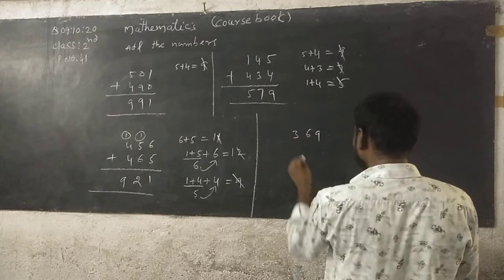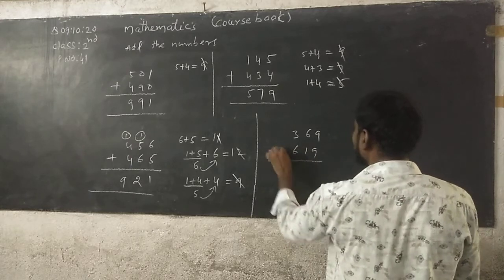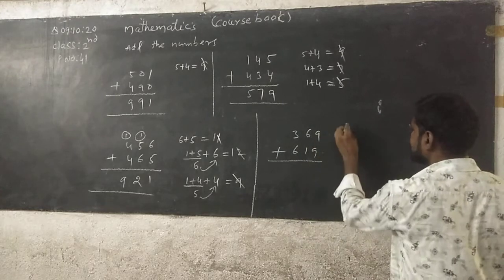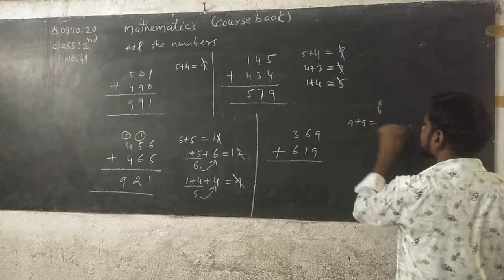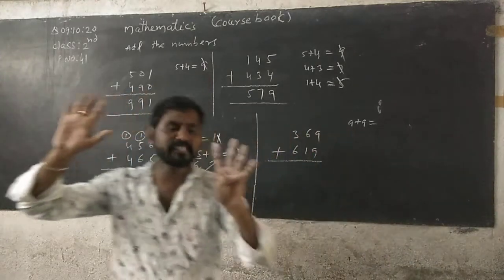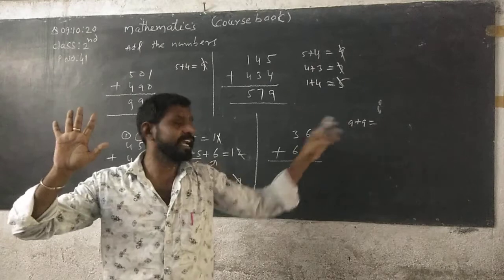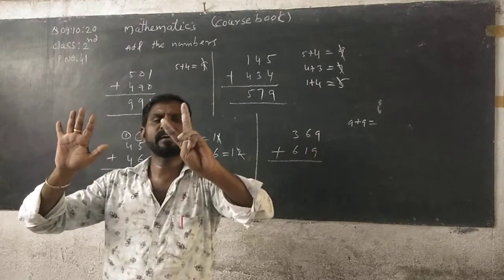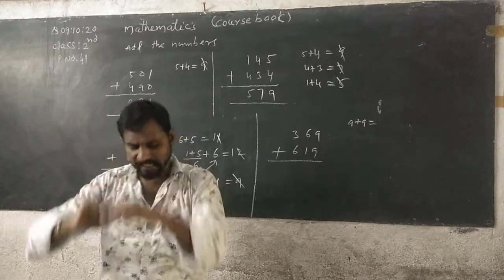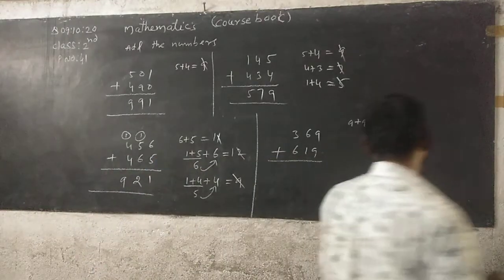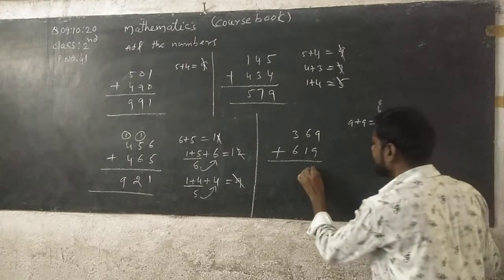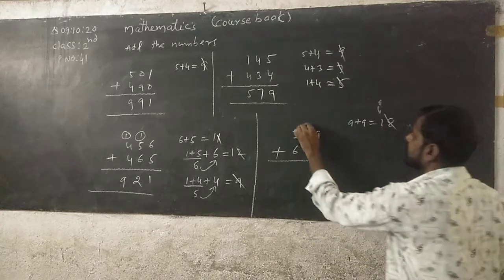Now next, 369 plus 619. First we add the digits in ones place, that is 9 plus 9. Keep 9 in your mind and you have to take 9 fingers in your hand, both hands. You can count 9, after that 10, 11, 12, 13, 14, 15, 16, 17, 18. What we get, beta? 18. In it, 8 is taken and written down under ones column. The remaining number is 1, carrying to tens place.